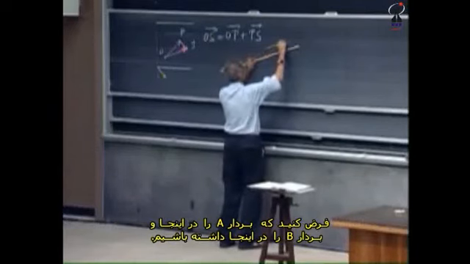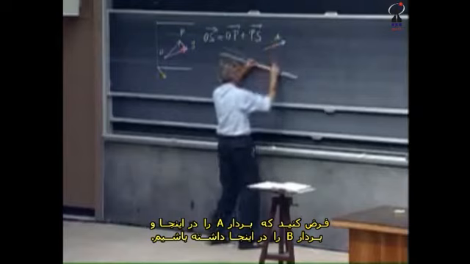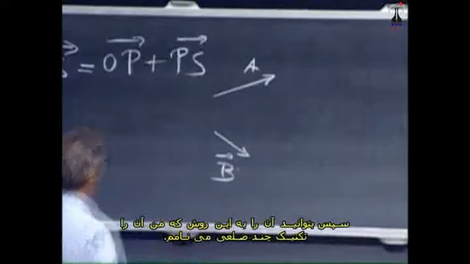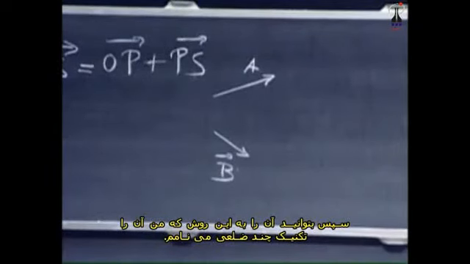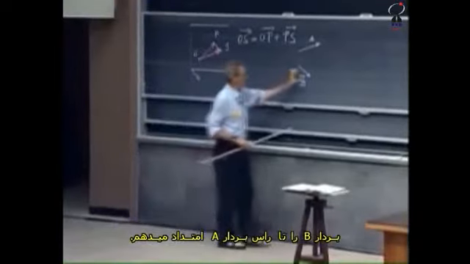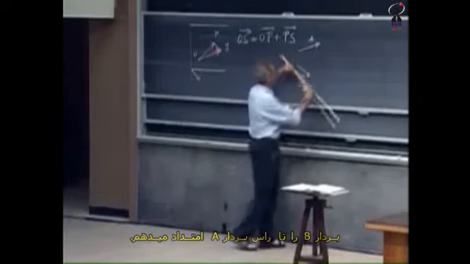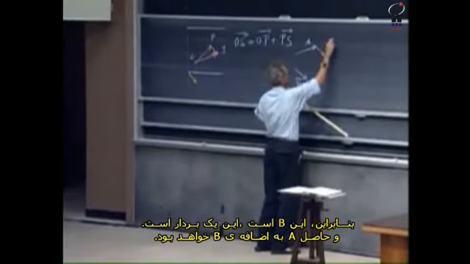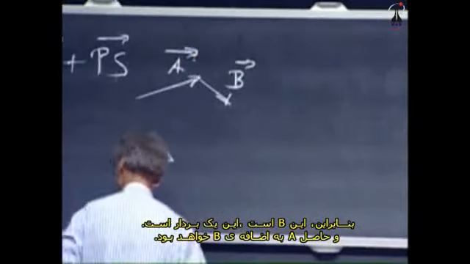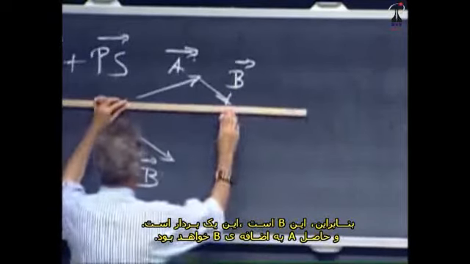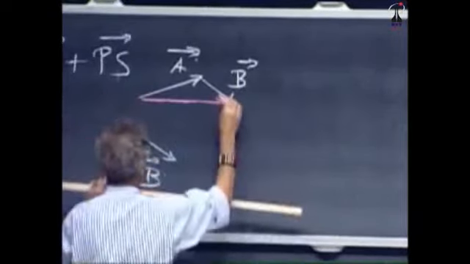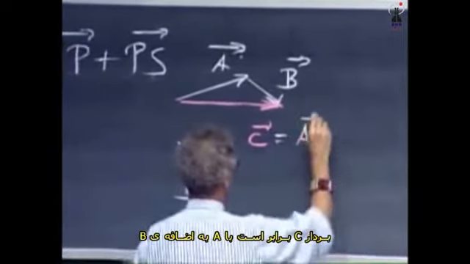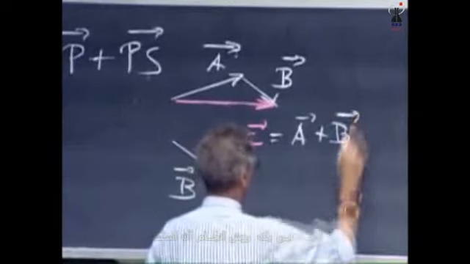Suppose I have here a vector A, and I have here a vector B. Then you can do it this way, which I call the head-tail technique. I take B, and I bring it to the head of A. So this is B. This is a vector. And then the net result is A plus B. This vector C equals A plus B. That's one way of doing it.